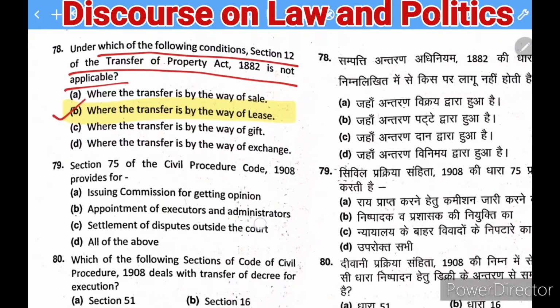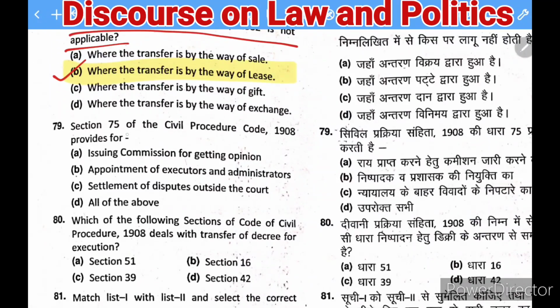Okay, the next question: section 75 of the CPC provides for what? A, issuing commission for getting opinion, B, appointment of executors and administrators, C, settlement of disputes outside the court, and D, all of the above. So section 75 of the CPC belongs to issuing commissions for granting opinion. So this is how you can find that. So A is the correct answer.